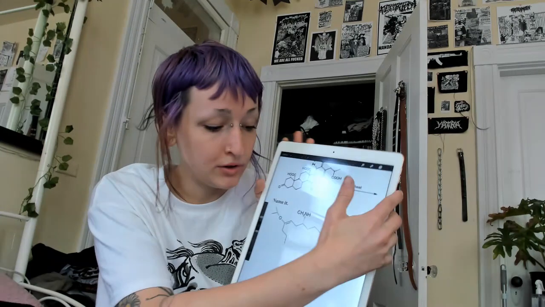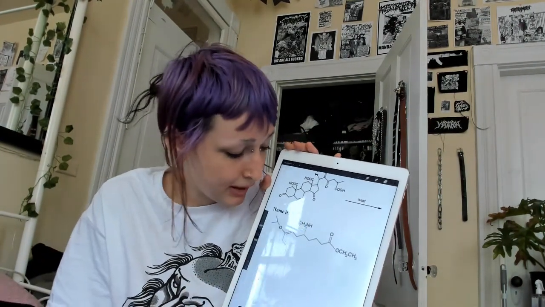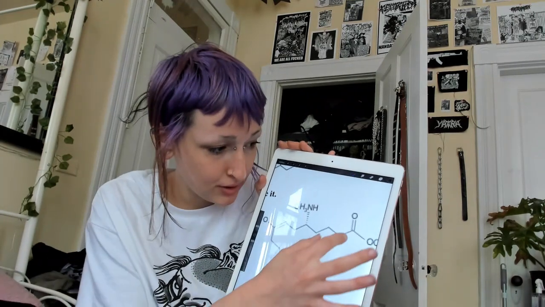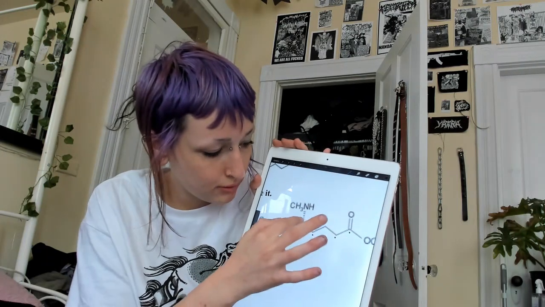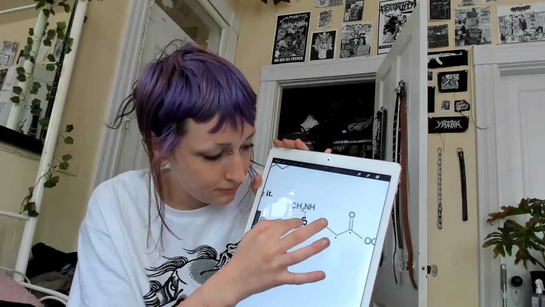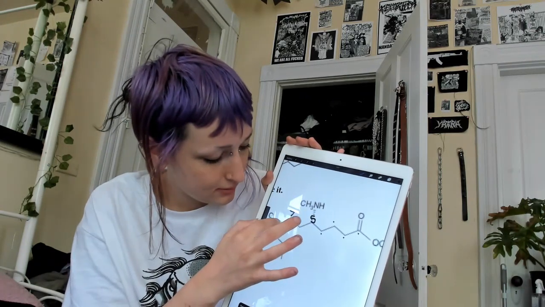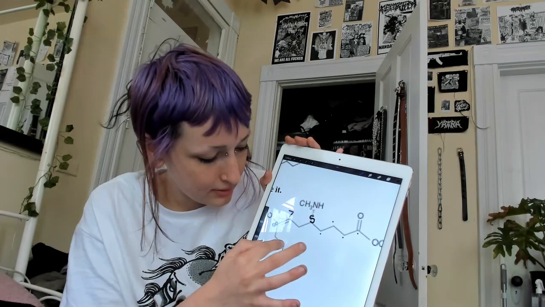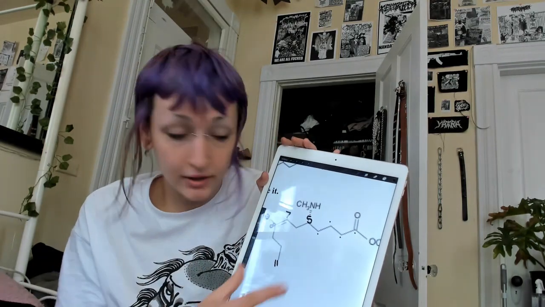Finally, we have our last problem. My first thing that I'm going to do, before even thinking about which group has priority, is see that there's one really major parent chain that happens right here. So 1, 2, 3, 4, 5, 6, 7, 8, 9, 10, 11. So it's 11 carbons. It is an undecane. I'm going to write that down.